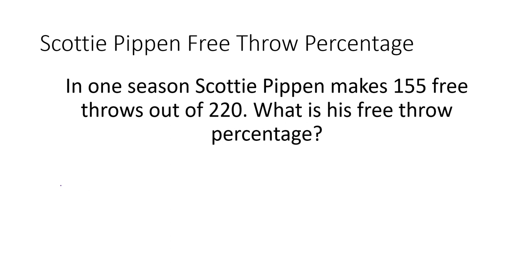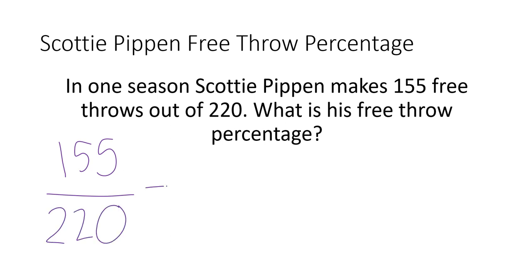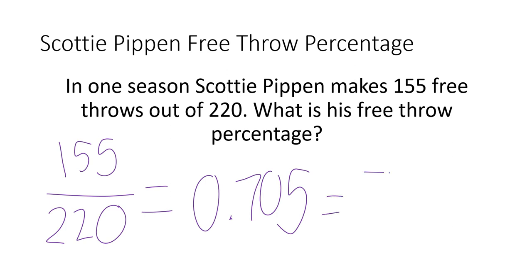So if we're finding the percentage, remember percents are always out of 100, and percents can be represented as fractions and decimals. So if he made 155 free throws out of 220, we can write that as a fraction. Any fraction is just a division problem, so we're going to divide. And we get, rounded, 0.705. That's the decimal equivalent. So we have our fraction representation, our decimal representation, and then if we multiply that decimal by 100, it's our percent.